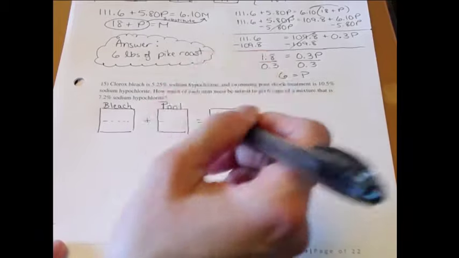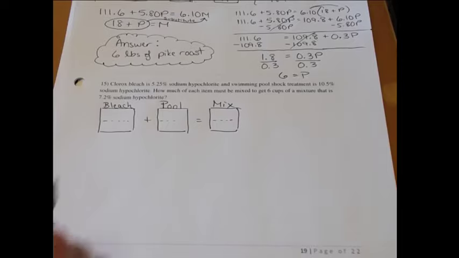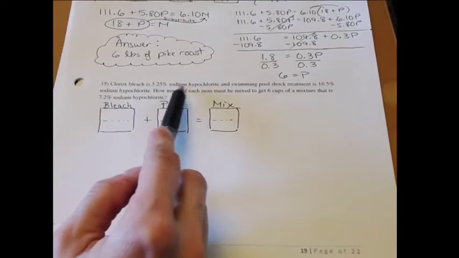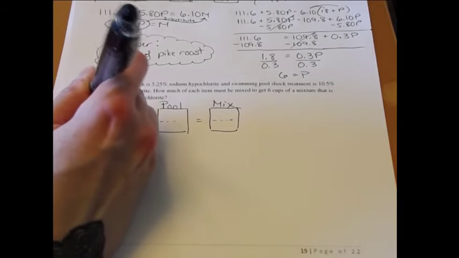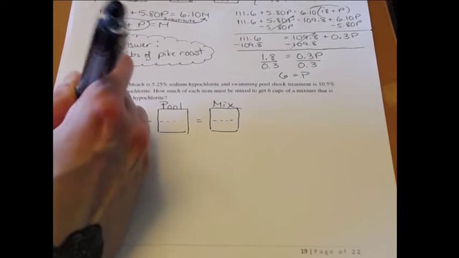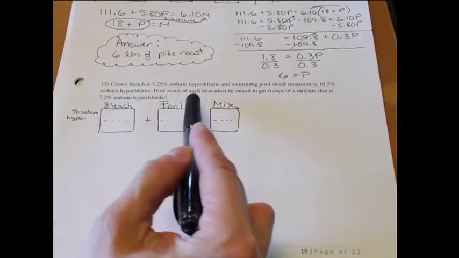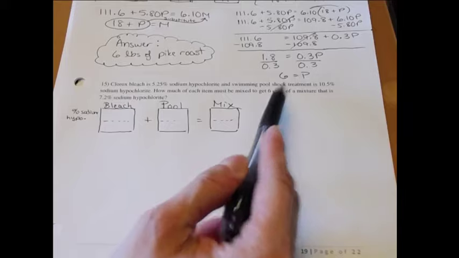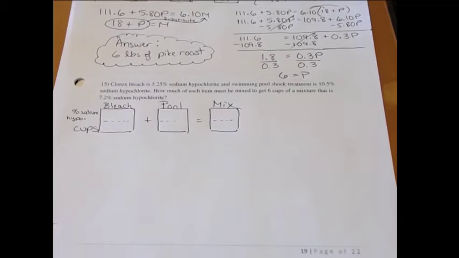So we know what that means. And then we have a mixture. All right. We notice that we're talking about the percentage of sodium hypochlorite. So I'm going to write percent sodium hypo., hypochlorite. And then we also know that as we scan this, we say how much of each item must be mixed to get 6 cups. So we know our unit in terms of amount is going to be cups. Our chart is completely labeled, so now let's fill it in.